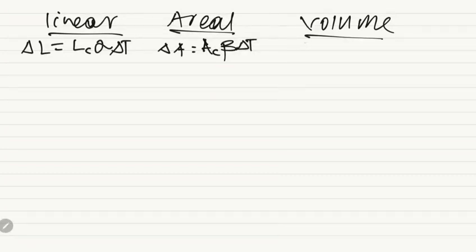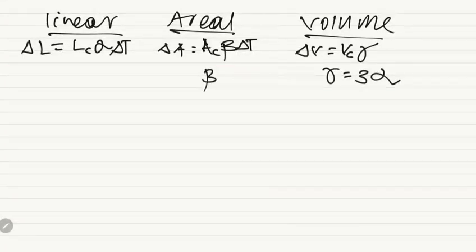The same thing is true here, but we modify this. The change in volume is equal to the volume at the colder temperature times gamma, the coefficient of volume expansion, which is 3 times the coefficient of linear expansion (here beta is 2 times the coefficient of linear expansion), times the change in temperature.